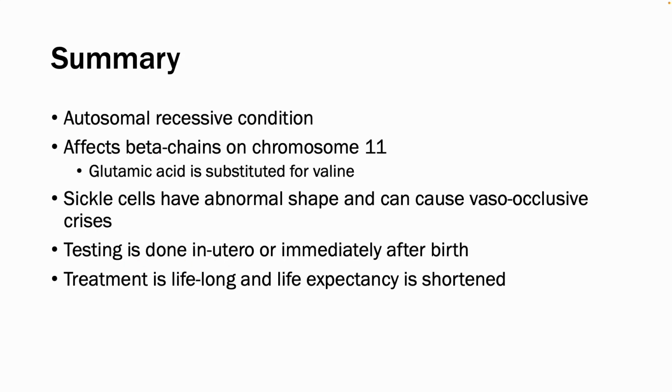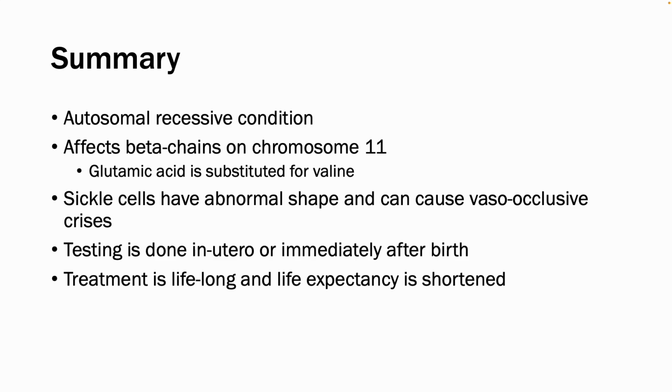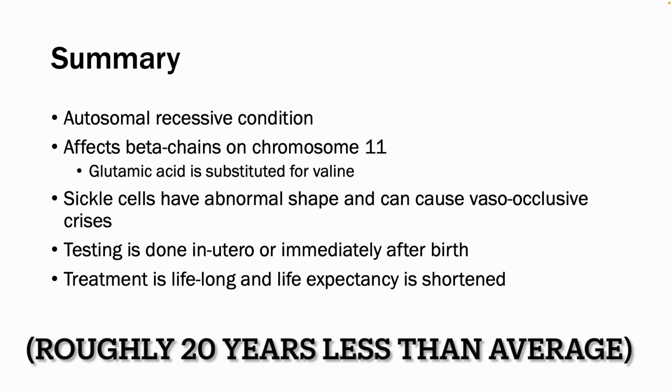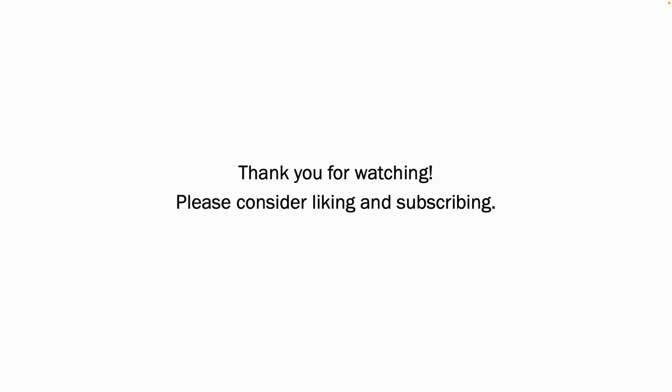So, in summary, sickle cell disease is an autosomal recessive condition that affects the beta chain on chromosome 11, where glutamic acid is substituted for valine, and this results in sickle cells having an abnormal shape, resulting in vaso-occlusive crises. Testing for it can be done in utero or immediately after childbirth, and treatment is lifelong, and life expectancy is shortened in those with sickle cell disease. This was a very brief overview of sickle cell disease.